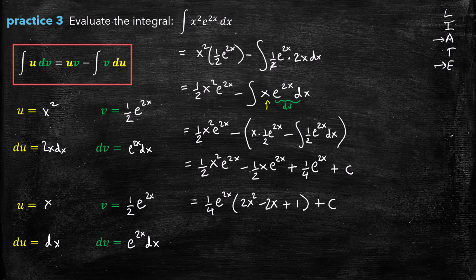And I'm not going to check this now, but you could check by applying the product rule, finding the derivative of that. It's a little more efficient than taking the derivative of each term here. Anyway, if you took the derivative of that, you will indeed get back to the integrand.